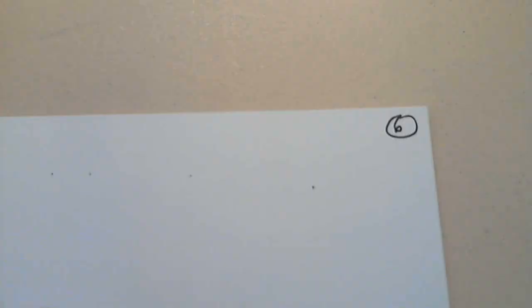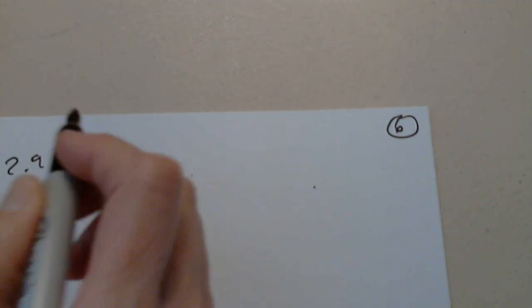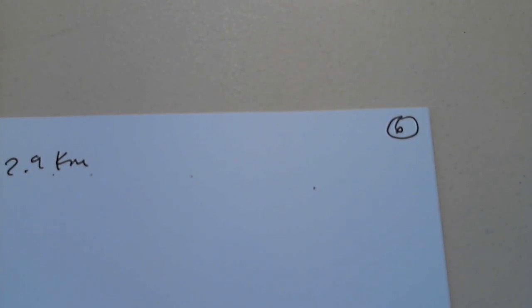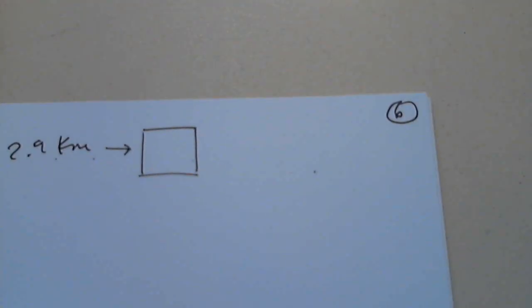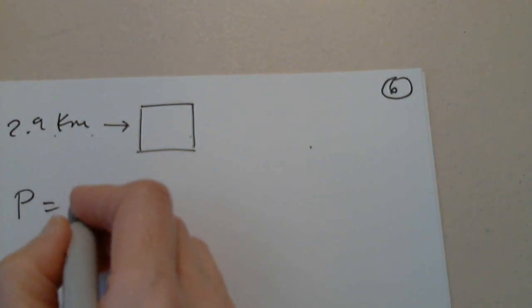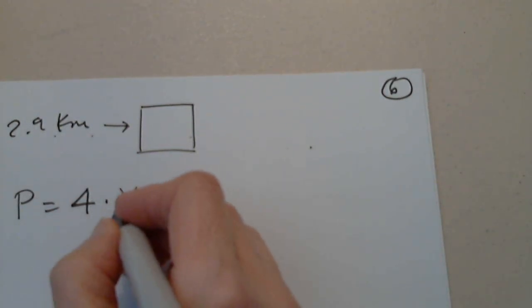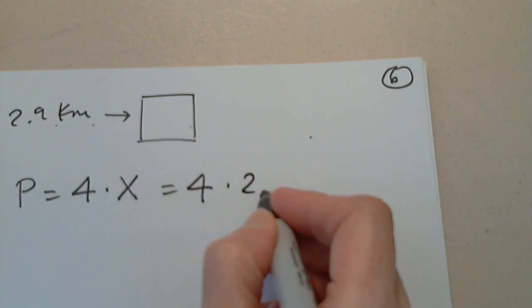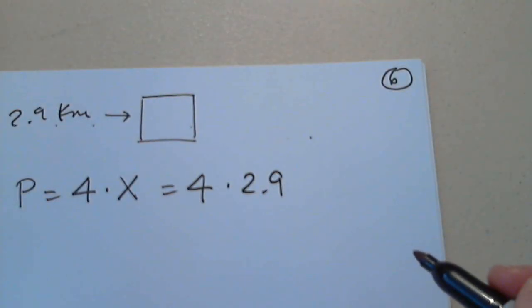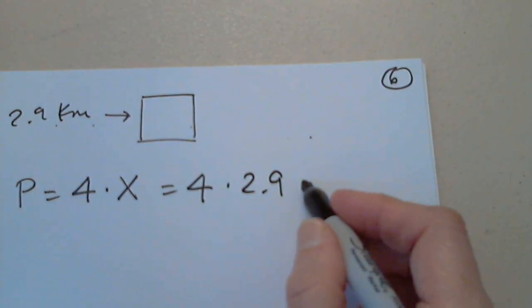So we have the square, which is 2.9 kilometers. They want us to find the perimeter and the area, and then we can close that one. Okay, so this is the side of the square. The perimeter is 4 times the side. In this case, it will be 4 multiplied by 2.9.